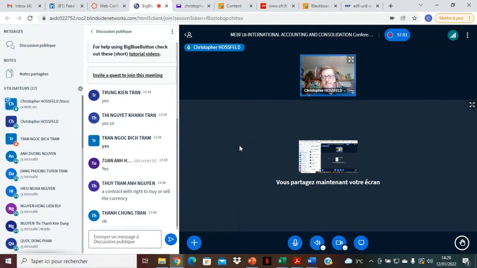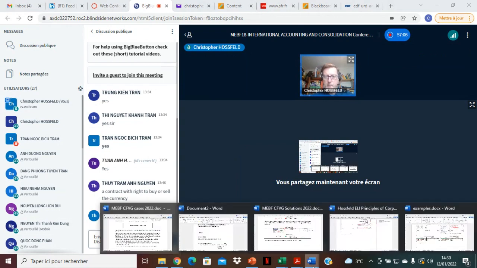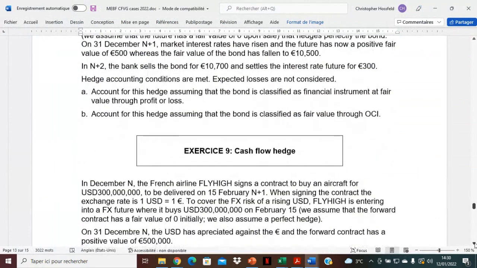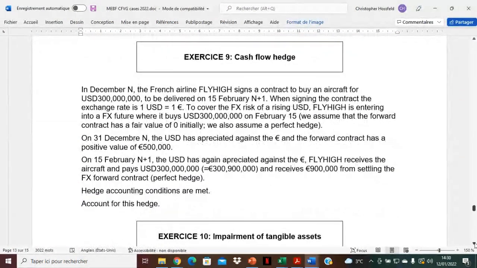Okay, welcome back. So we were talking about the cash flow hedges. So let's see exercise number 9 to see how this works. Exercise number 9. In December N, the French airline Flyhigh signs a contract to buy an aircraft for $300 million to be delivered on February 15 in N+1. When signing the contract, the exchange rate is $1 for €1.